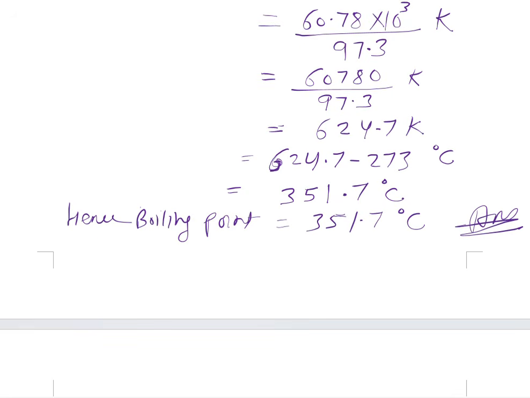We are getting the boiling point in the Kelvin scale. But if we want to change it to degree Celsius, we have to subtract 273 from this. So subtracting 273, we are getting 351.7 degrees Celsius. Hence, the required boiling point is equal to 351.7 degrees Celsius. And this is the answer of this problem.